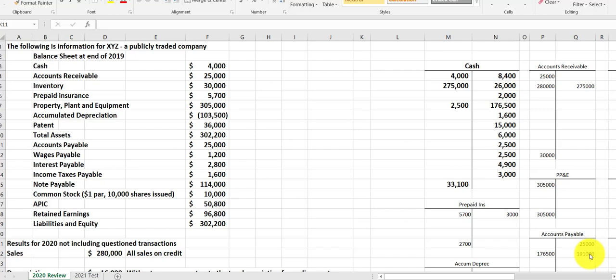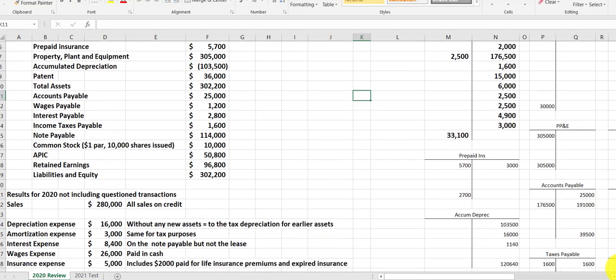Hello everyone. If you're watching this video, we're assuming that you have already worked on the test 3 review and are ready to check your answers for that. So the information here in the Excel spreadsheet is what was given to you for XYZ, the balance sheet at the end of 2019. So we're going to do 2020.